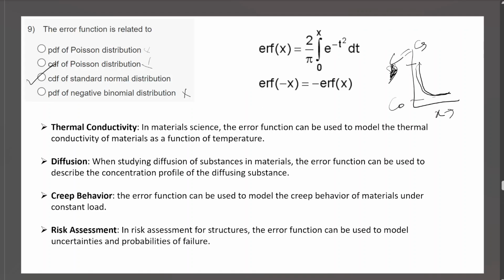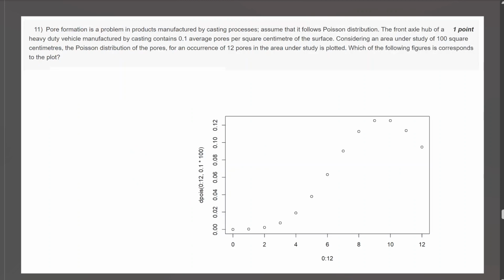The last question. If pore formation is a problem in products manufactured by the casting process, assuming that it follows Poisson distribution, the front axle hub of a heavy-duty vehicle manufactured by casting contains 0.1 average pores per square centimeter of the surface, considering an area of study.